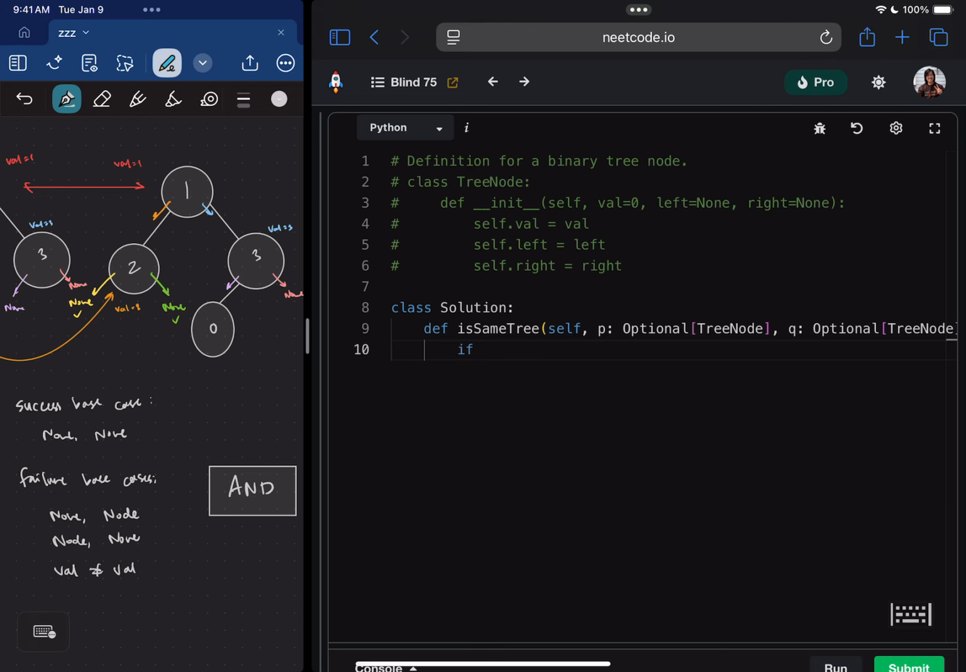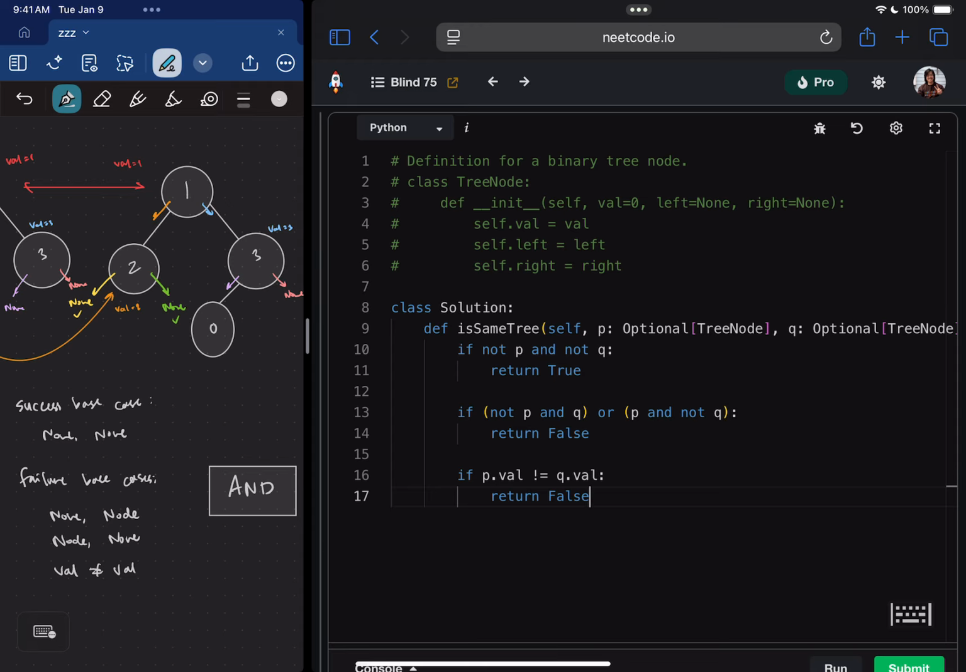Okay, so our only success base case is if it's none and none. So if not P and not Q, this is great. We want to return true. And then here are the other scenarios. We can say if not P and Q, or P and not Q. So we have a node in one tree, but we don't have the node in the other tree. We can immediately return false. And then finally, if p.val does not equal q.val, we can return false.